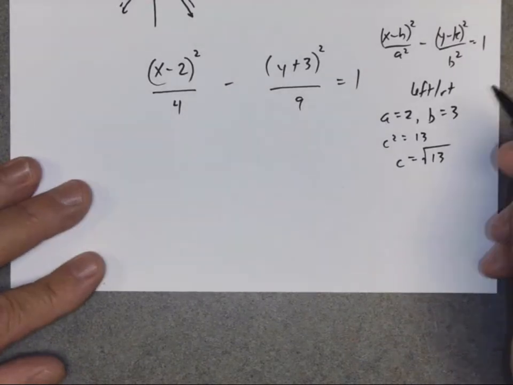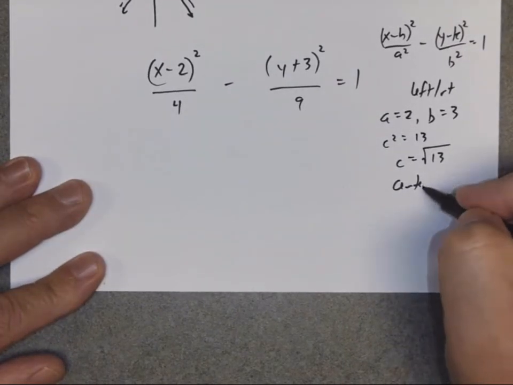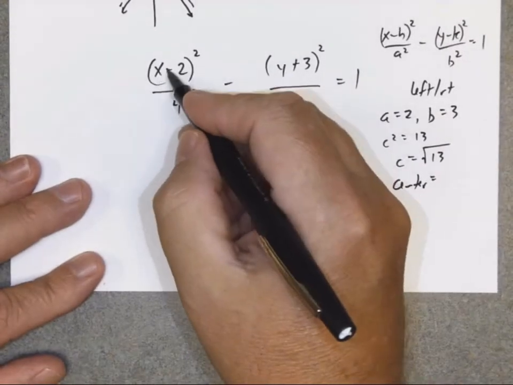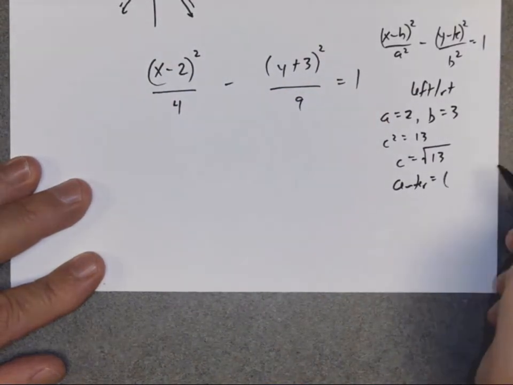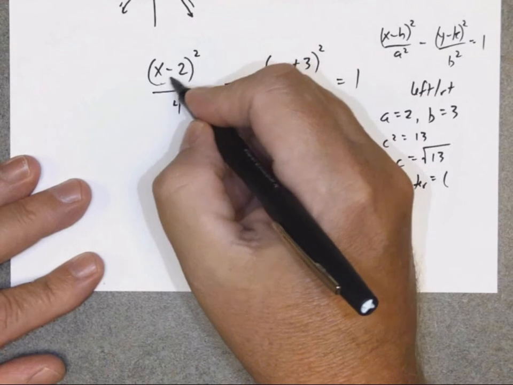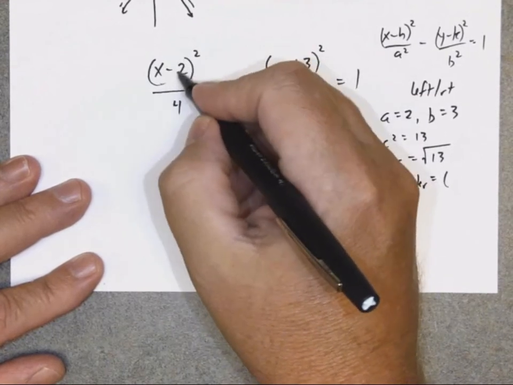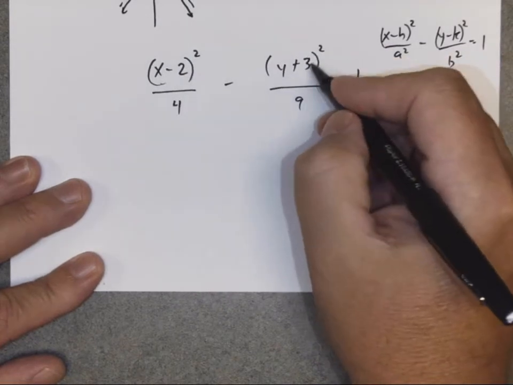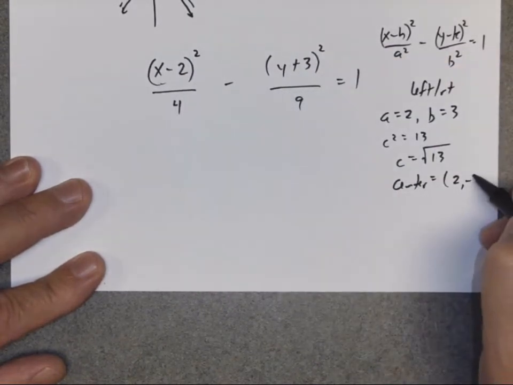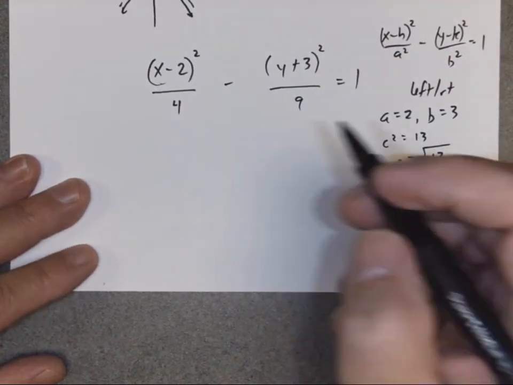And with that, let's do the center. x minus 2. Remember, the way I think of the center is think of the opposite. So this is a minus 2 here. So it's going to be 2, and this is plus 3. So it's negative 3.